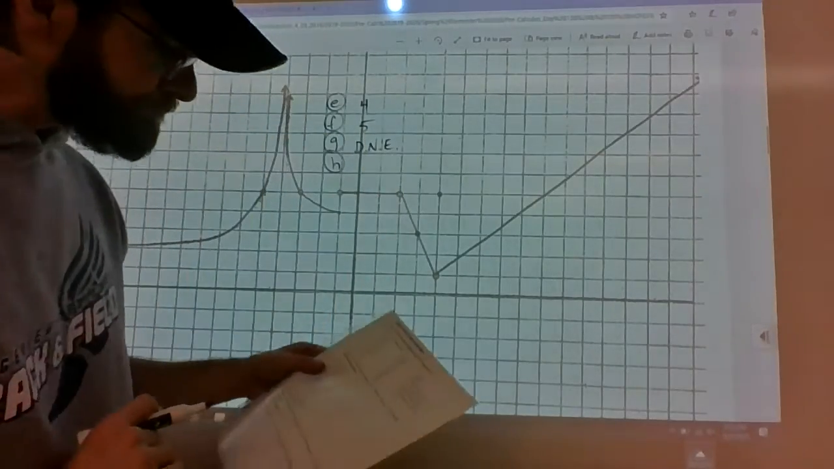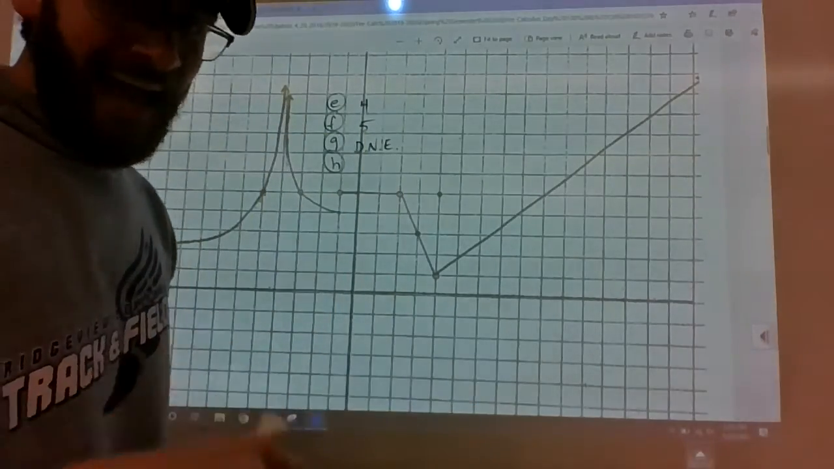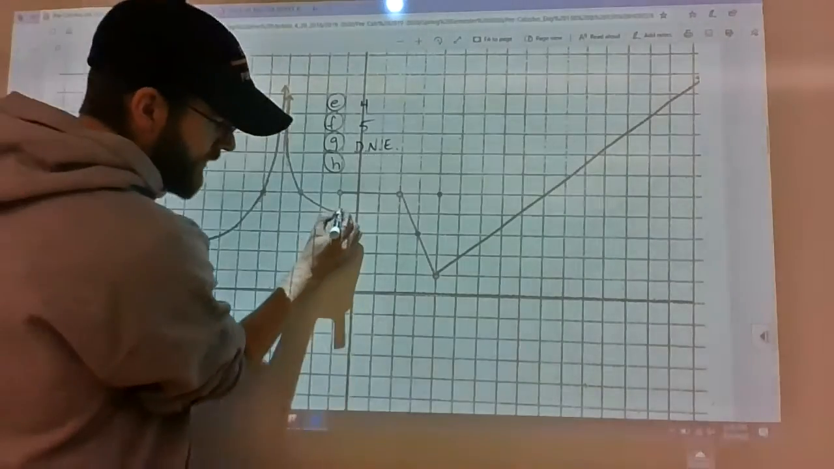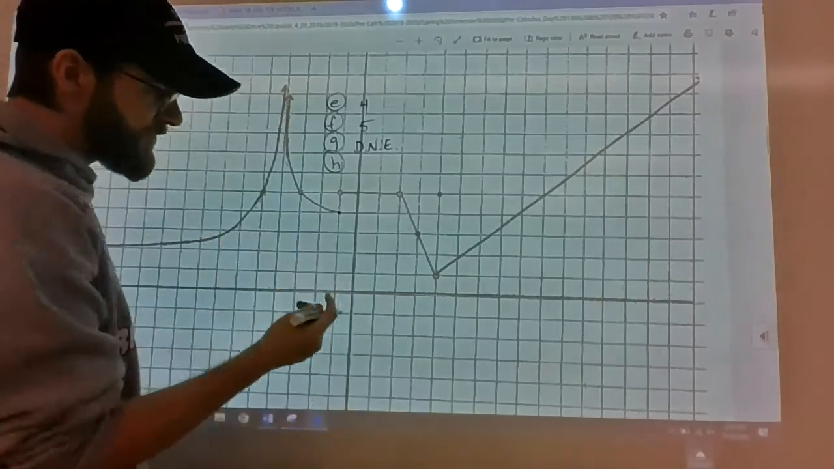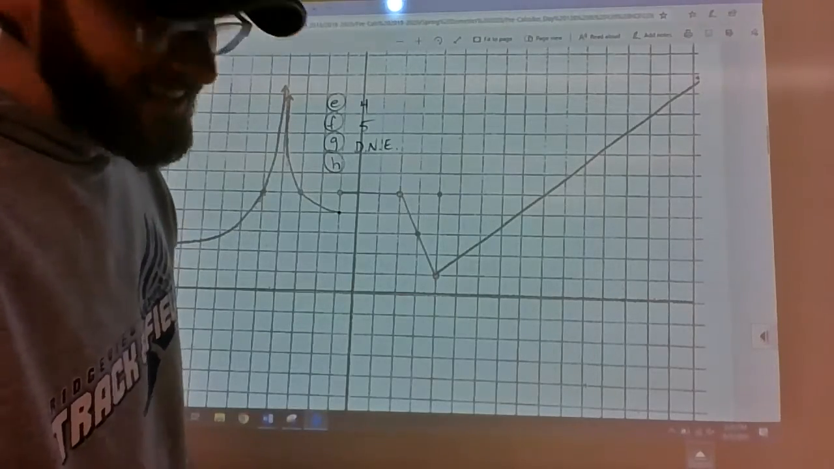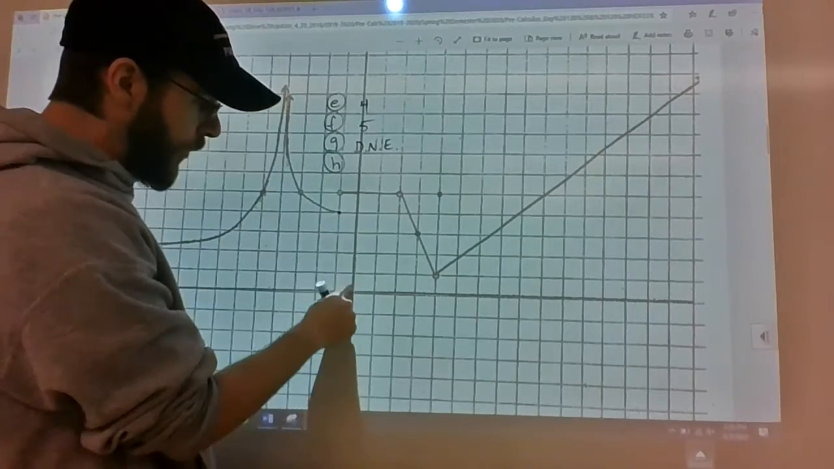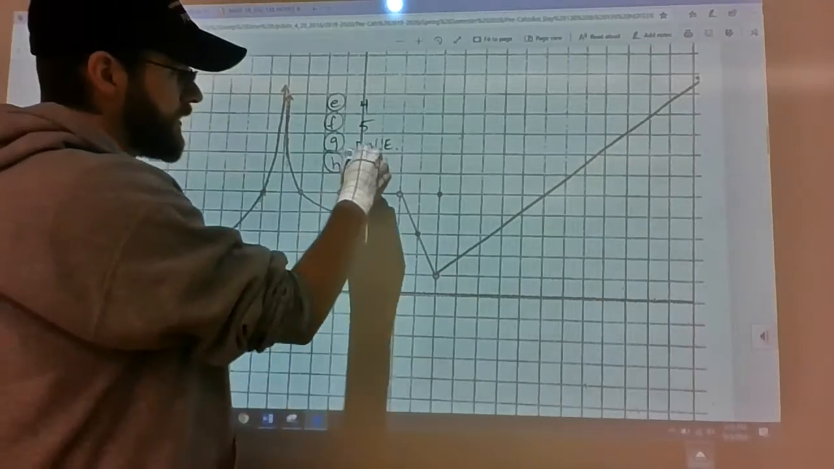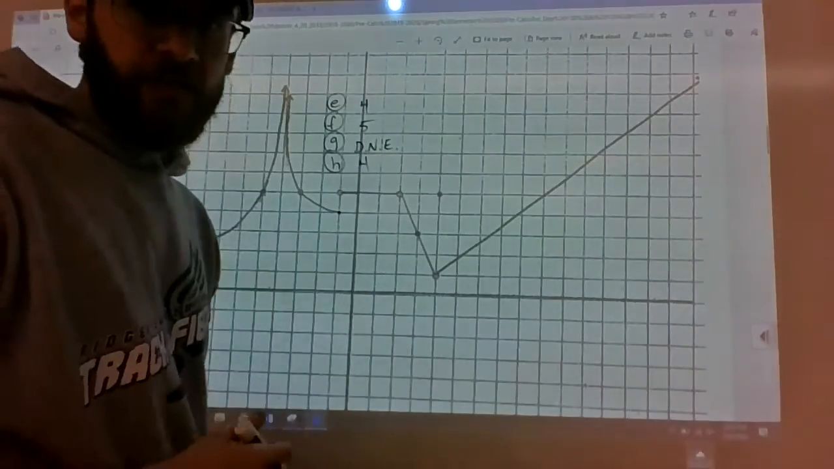Now, what is the function at -1? Well, because there's a closed circle, just indicating that it exists at -1, 4, that's what f of -1 would be.